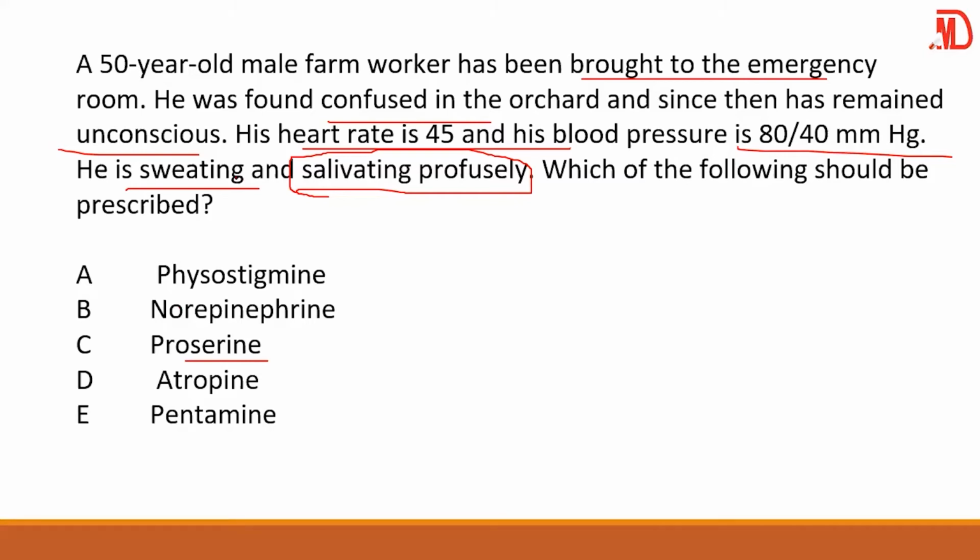But over here, our main concern is that this person is sweating and salivating and is having bradycardia, that is low heart rate. So you give atropine sulfate to reduce the salivation and then to increase the heart rate. So over here, we are looking for atropine sulfate. So your answer is D.